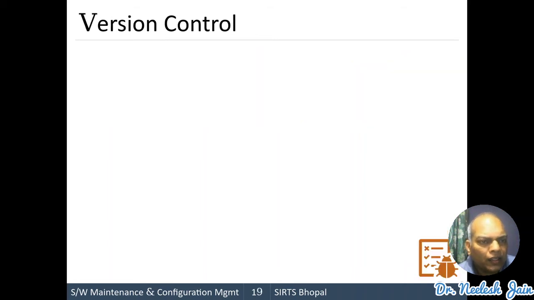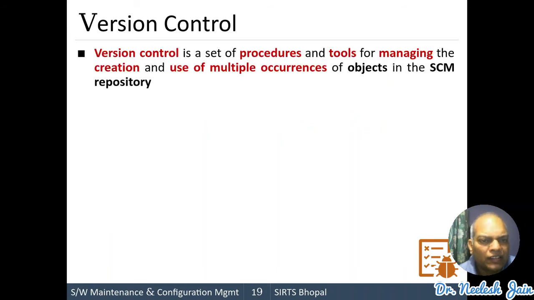Now the third layer is version control. I think each one of you knows about versions. Version control is a set of procedures and tools for managing the creation and use of multiple occurrences of objects in the SCM repository.